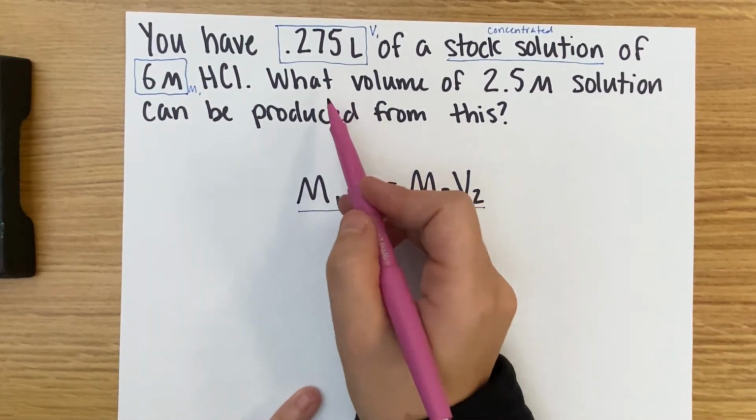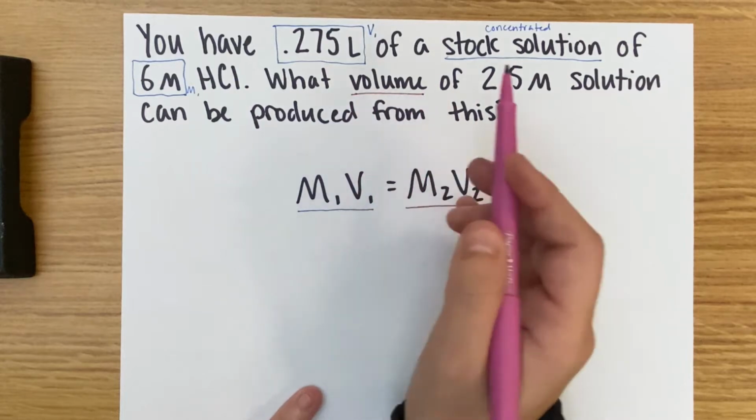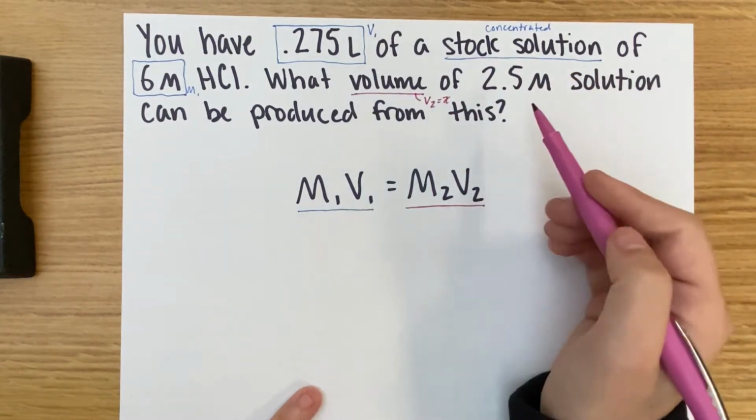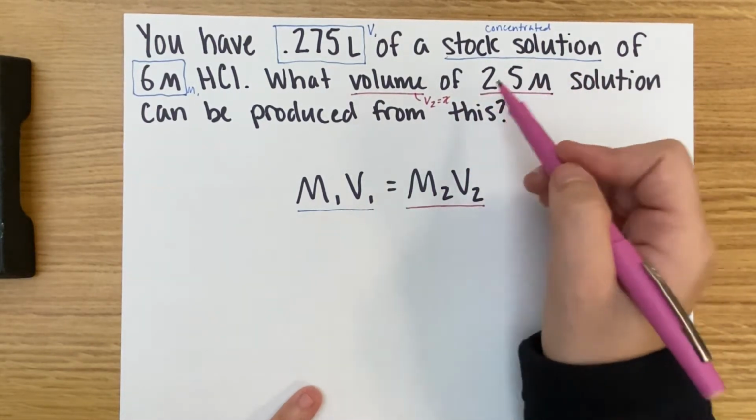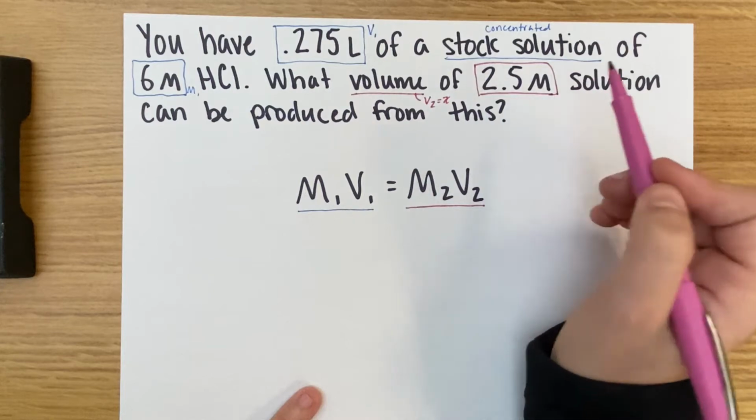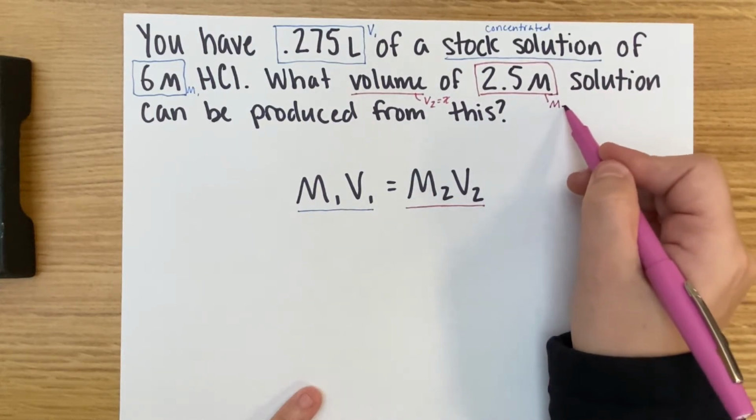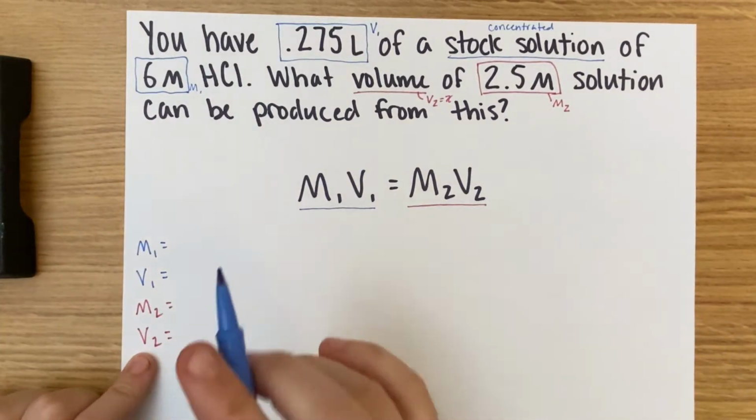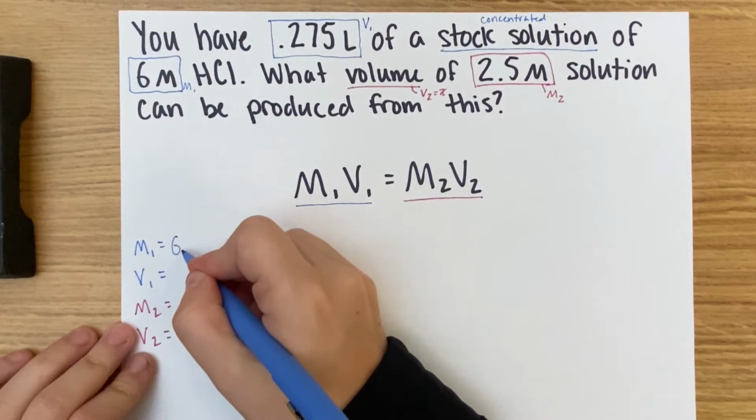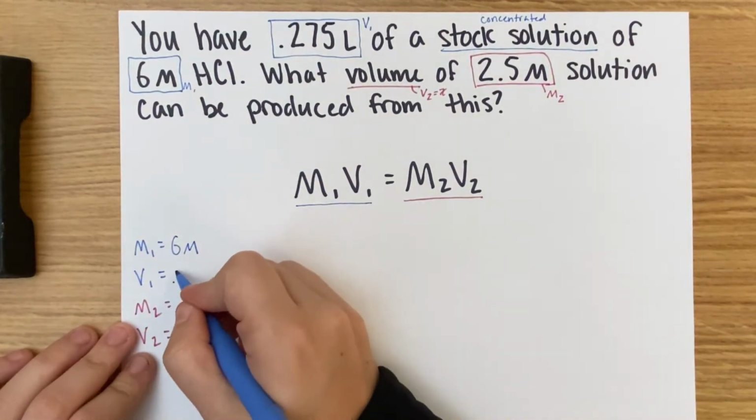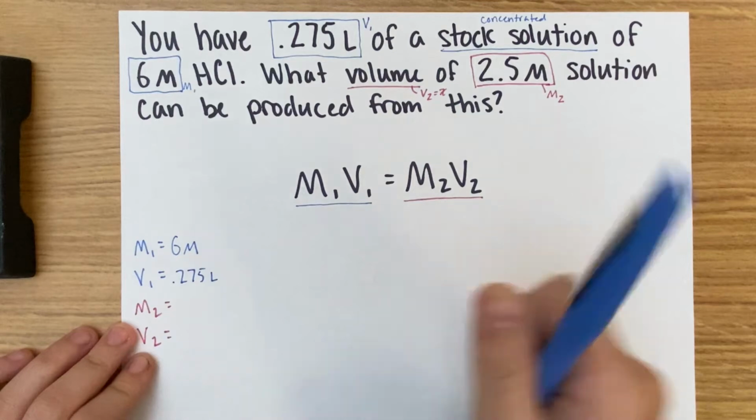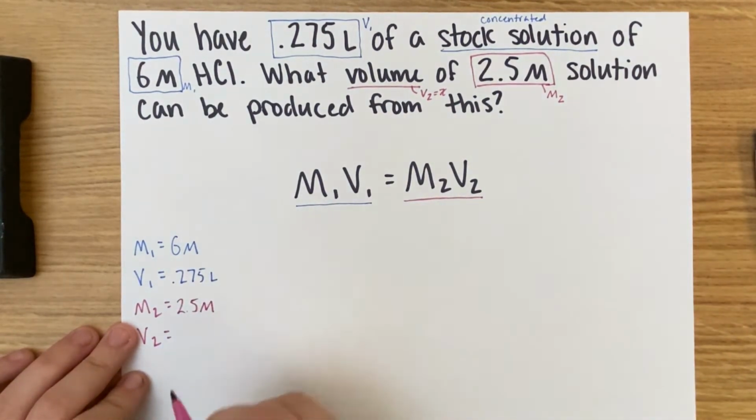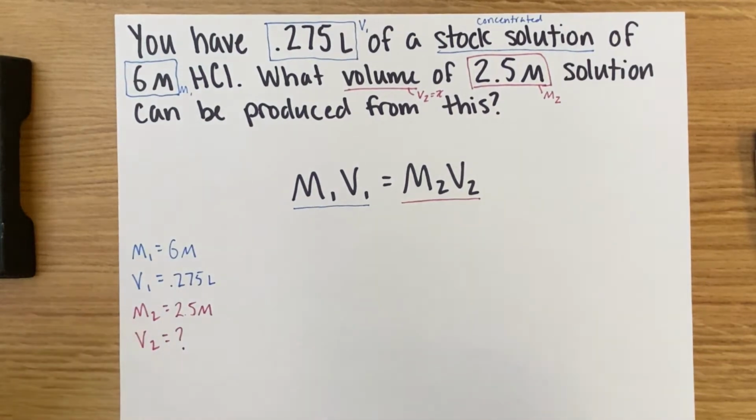And the question is asking for what volume. So we're looking for our volume. Our V2 is going to be our X of 2.5 molar solution can be produced. So that's our M2. Now I'm going to make a list of all my variables and fill them in. So my M1 is 6 molar, my V1 is 0.275 liters, my M2 is 2.5 molar, and my V2 is my question mark, that's what I'm looking for.